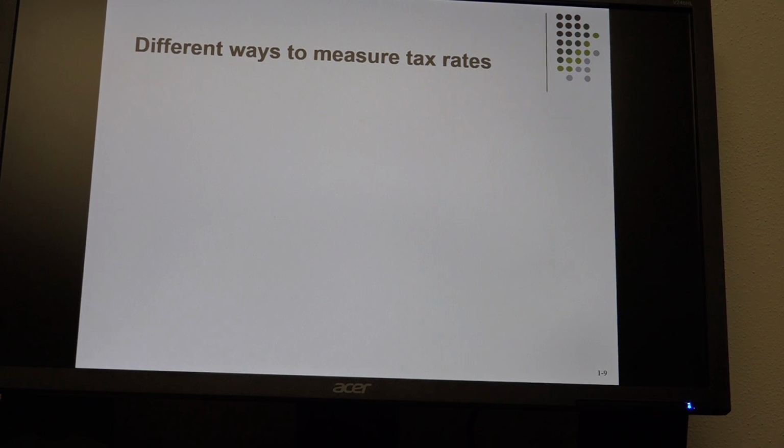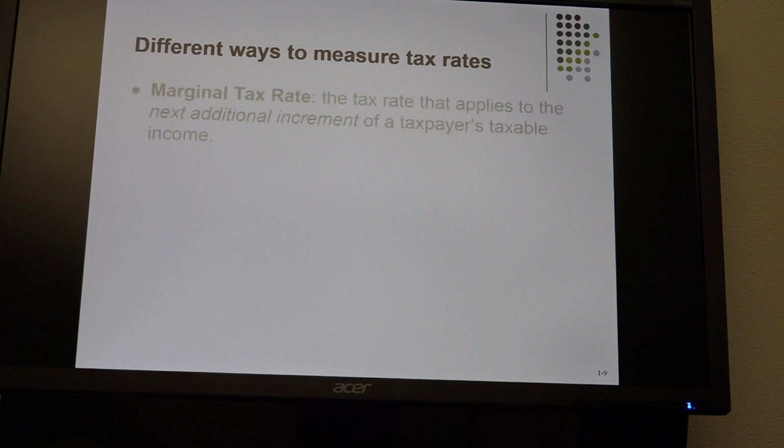So there are different ways to measure tax rates. One of them is called the marginal tax rate, and they go into pretty deep detail here. But for your purposes, I want you to realize what a marginal tax rate is. It's the tax rate that applies to the last dollar or any additional increment added to a taxpayer's income, okay?